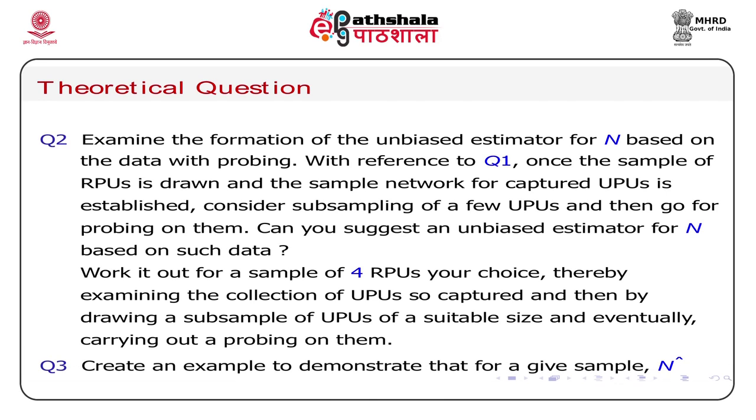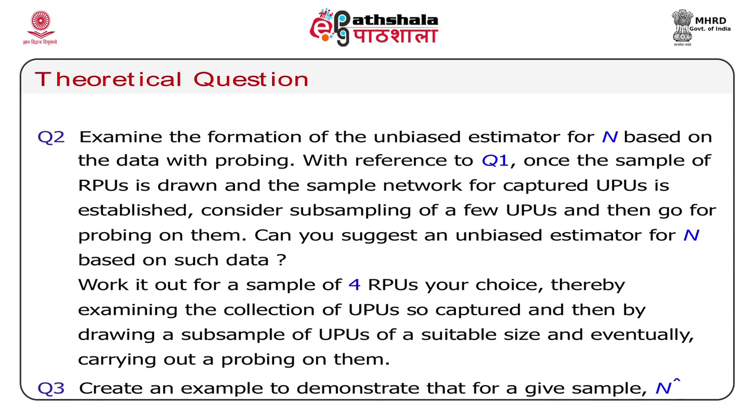Question number 3, create an example to demonstrate that for a given sample, capital N hat may turn out to be less than capital N based on data with probing. Here again an interesting question. We are saying that with probing the expression for capital N hat is a routine computation. Still, you may end up with this unpleasant scenario that capital N hat becomes less than small n for some sampling, even though it is with probing. You are supposed to create an example.